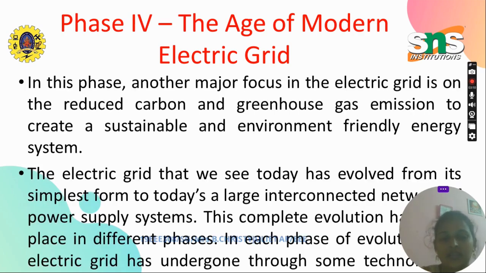And in this phase, another major focus in the grid is on reduced carbon and greenhouse gas emissions to create a sustainable and environmentally friendly energy system. The electric grid that we see today has evolved from its simplest form to today's large interconnected network of power systems. This complete evolution has taken place in different phases, and in each phase the grid has undergone some technological change.